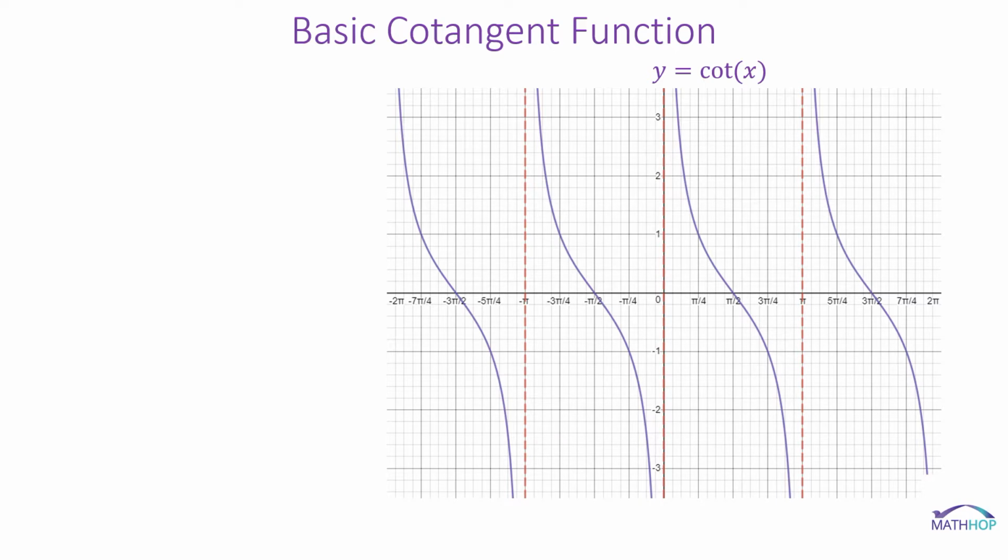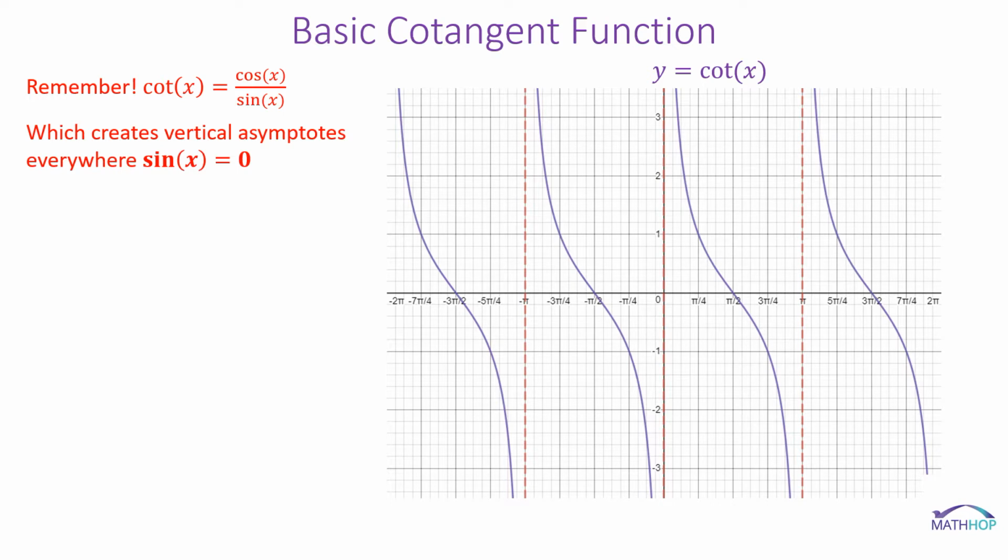Let's think about why. Cotangent is the reciprocal of tangent, so cotangent is equal to cosine over sine. Therefore, you are going to have vertical asymptotes or undefined places for cotangent everywhere sine is equal to 0. Before, we had them where cosine was equal to 0 because cosine was in the denominator, and we can't divide by 0. Now sine is in the denominator, and we still can't divide by 0. So wherever sine is equal to 0, we're going to have a vertical asymptote.